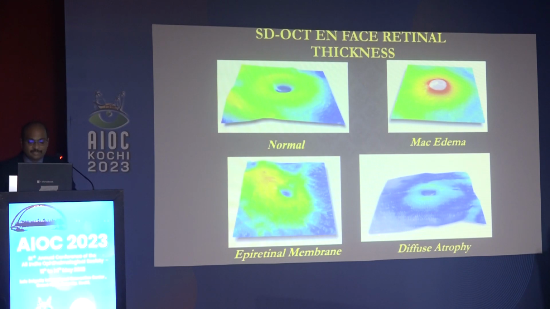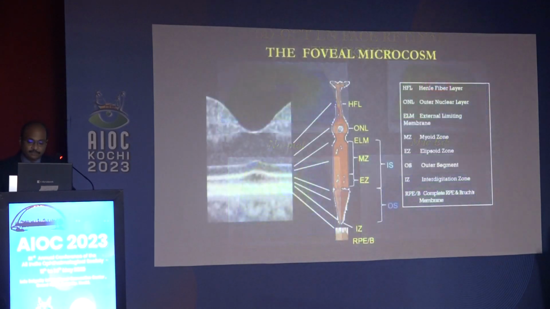An epiretinal membrane is like a chewing gum on top, in green, and diffuse atrophy is where you get a dimple and this thinning out. So this is the foveal microcosm, as I'd like to call it, and it simulates that central tower of the foveal zone. So this is your RPE Bruch's area.